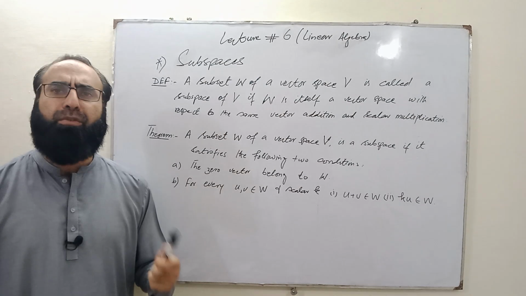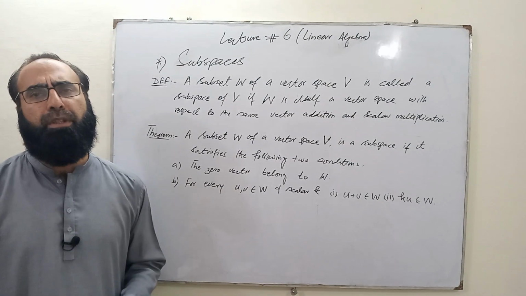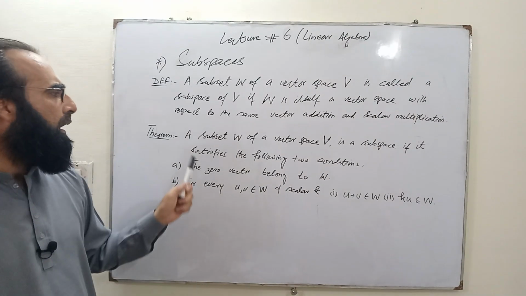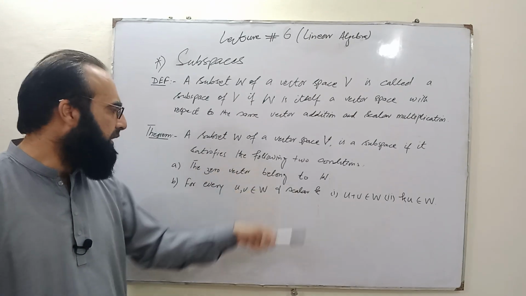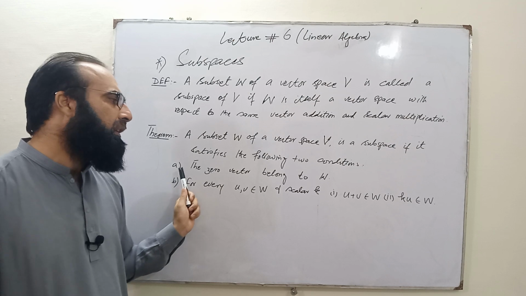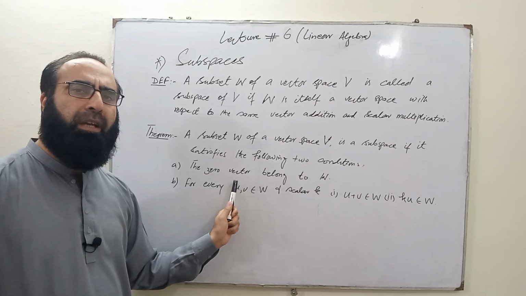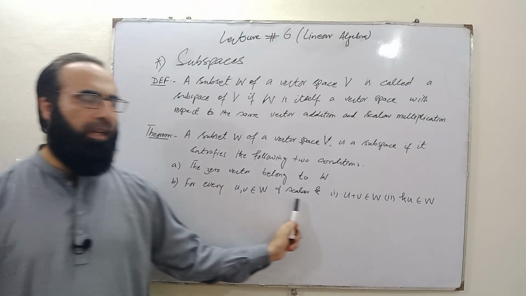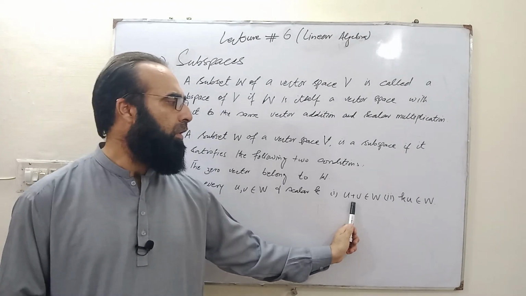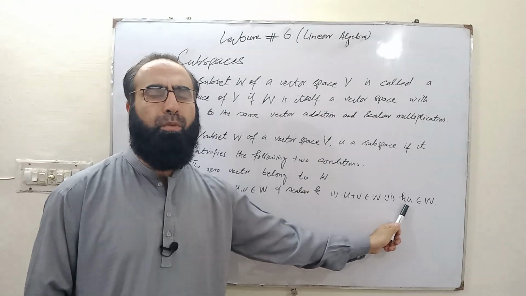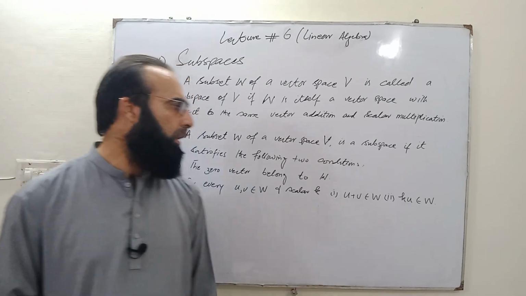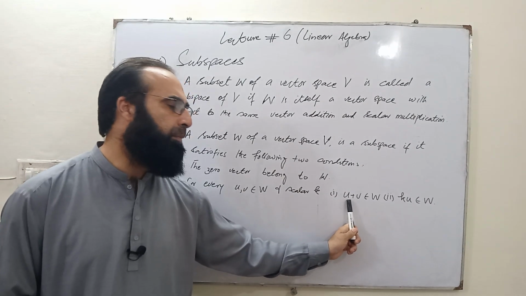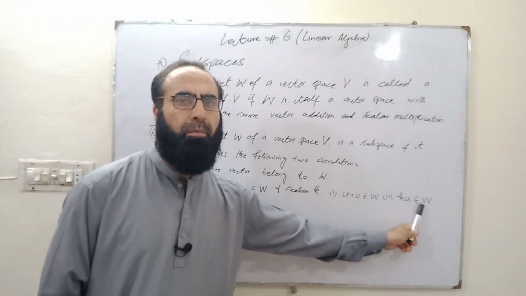So it is quite laborious to check all these properties for a subspace. Here we have a theorem which states that a subset W will be a subspace if, number first, the set W contains a zero vector, and for every u, v vector belonging to subset W and scalar k, u plus v and k times u both will belong to subset W. It means that this W set will be closed with respect to addition and scalar multiplication.